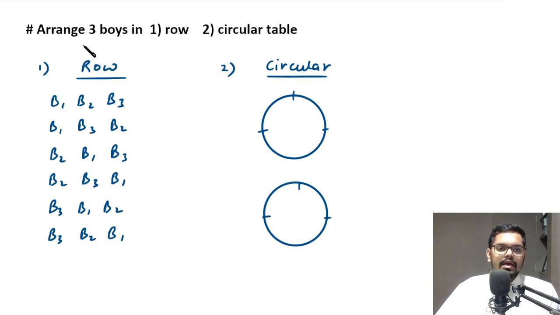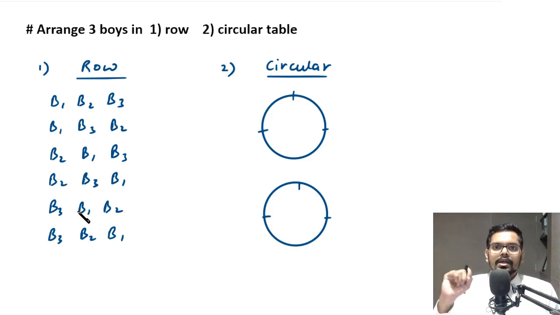Suppose the question is: arrange 3 boys, first in rows and second on a circular table. Rows you know how to do: 3 boys, 3 vacancies in a line. So 3 factorial ways, which is 6 ways. You can see these are the 6 possible ways: b1, b2, b3, then b1, b3, b2, and so on.